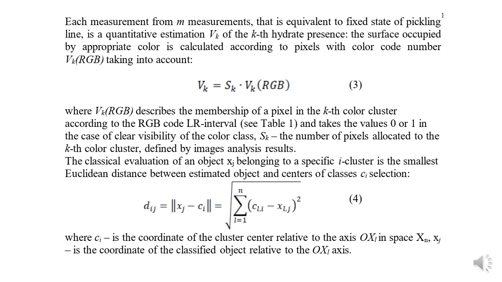The classical evaluation of an object X belonging to a specified i cluster is the smallest Euclidean distance. In equation 4, C is the coordinate of the cluster center relative to the axis OXL in space X, and XY is the coordinate of the classified object relative to the axis OXL.